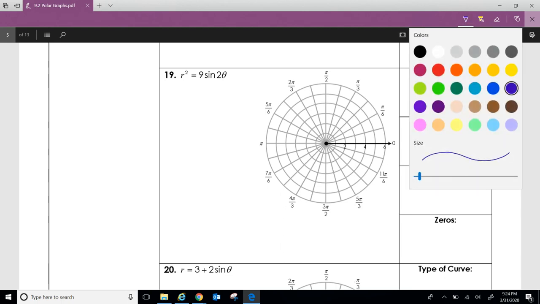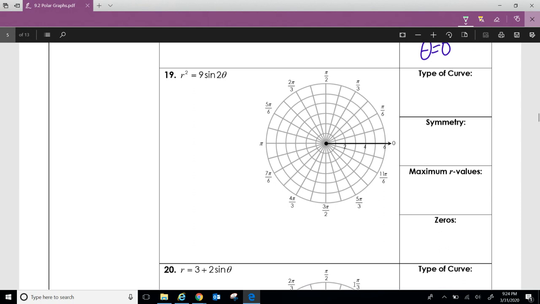We're moving on to number 19. Number 19, I see an r squared. What kind of graph are we going to have if we have r squared? You guessed it. We've got a lemniscate. What do lemniscates look like? Hopefully you're saying kind of like an infinity symbol, right? This one is sine 2 theta.